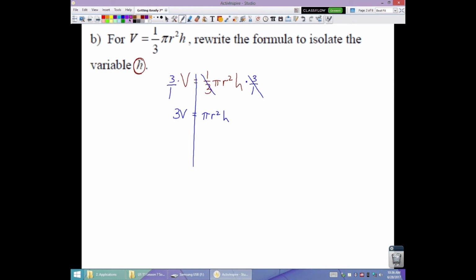Now, since I want that h alone, it's being multiplied right now by pi and by r squared. I can consider that to be all one quantity and divide both sides by pi r squared, all in one step. It's canceled on the right, leaving me the h alone as I wanted, and on the left I have 3V over pi r squared.